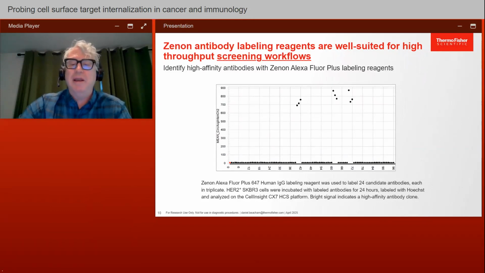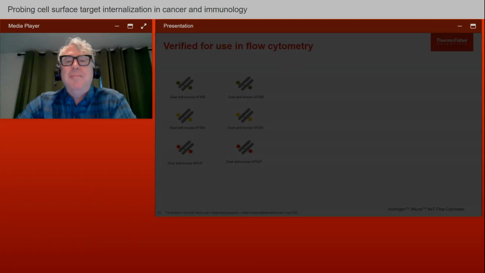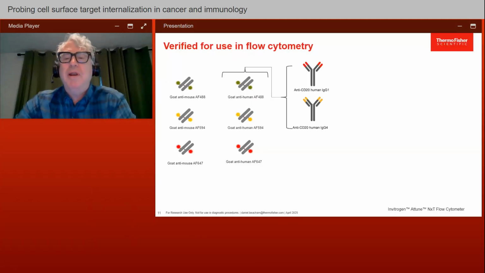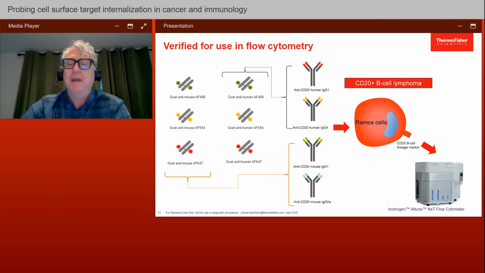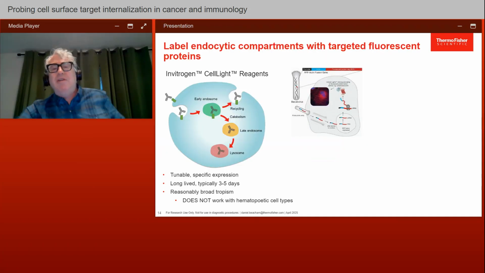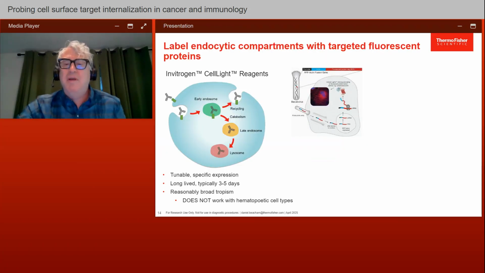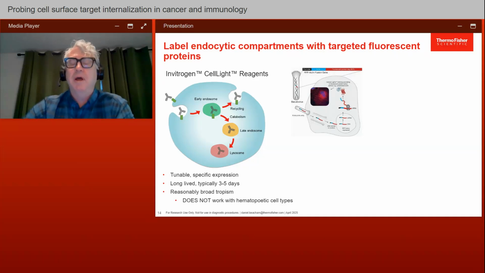Here quantified again in our CX7 high content instrument. The flow cytometry is another endpoint I won't speak to here, but the dyes are of course amenable to that as well. And in fact, I think the earliest xenon reagents were developed for flow, and we've now adapted them for use in these cell surface target internalization and trafficking pathways. And so internalization is really the business end of the effort in a lot of immunotherapies.